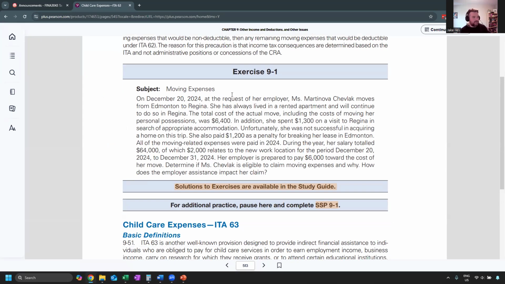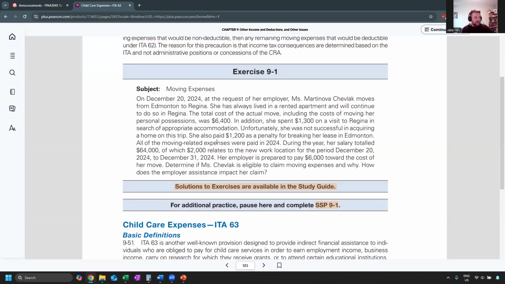On December 20th, at the request of her employer, Miss Shevlak moves from Edmonton to Regina. She's always lived in a rented apartment and will continue to do so in Regina. The total cost of the actual move, including cost of moving her possessions, was $6,400. So we'll just call that cost of movers. In addition, she spent $1,300 on a visit to Regina in search of appropriate accommodations. Unfortunately, she was not successful in acquiring a home on this trip. She also paid $1,200 as a penalty for breaking her lease in Edmonton.